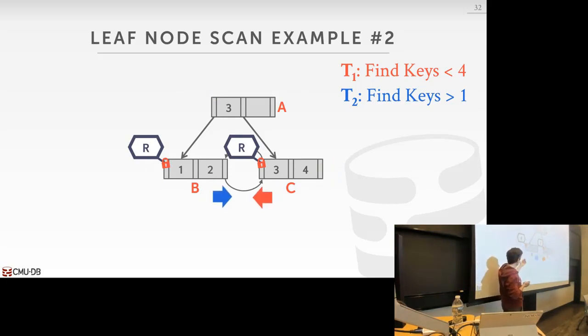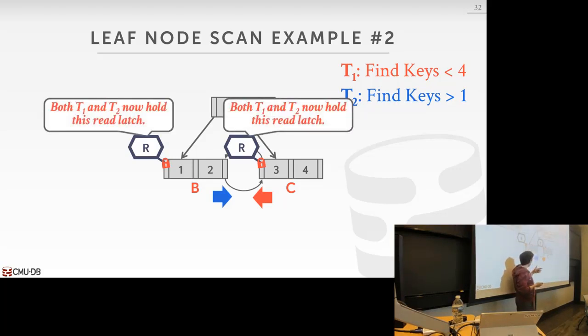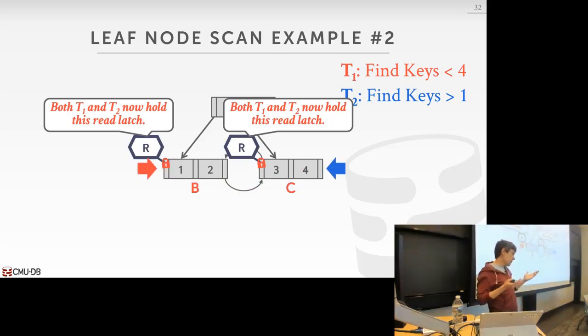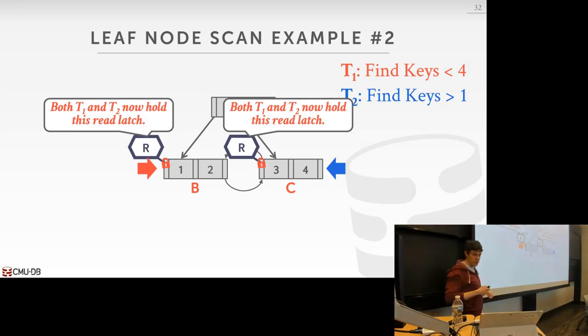At this point, B wants the latch on C, and C wants the latch on B. That can be shared, because they're read latches. So at this point, they both acquire the alternating ones, the different ones. That's good. Then they slide over, and now they release the latch that they just came from. Because the read latch can be shared, there are no deadlocks. So this works out fine.